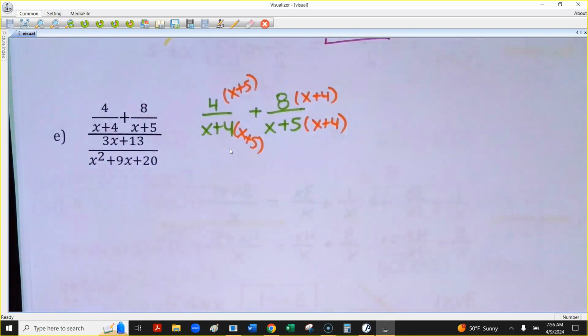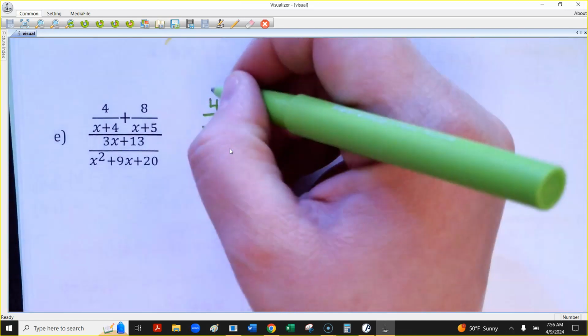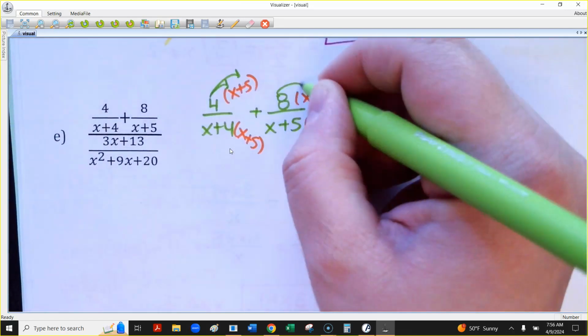Now, what I would recommend there, don't FOIL the bottom. Just leave it in factored form. It'll make it easier to see the restrictions, and it'll also make it easier to see what you're working with. You do have to work on the top, though. You do have to do a little distributive property here.